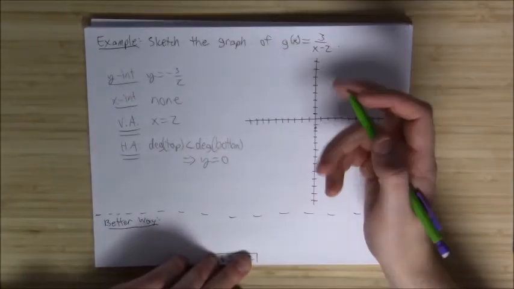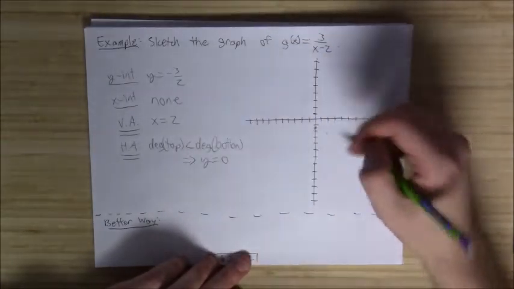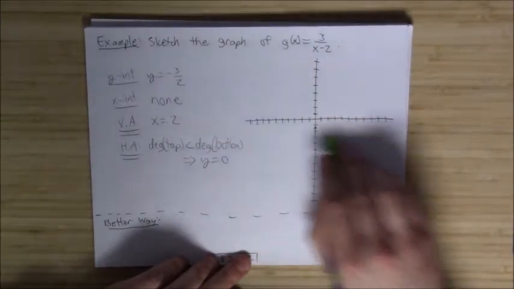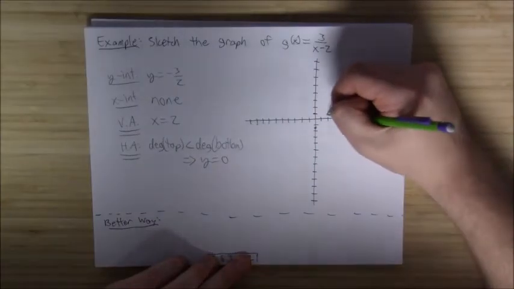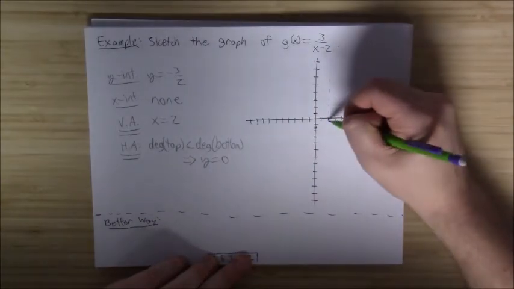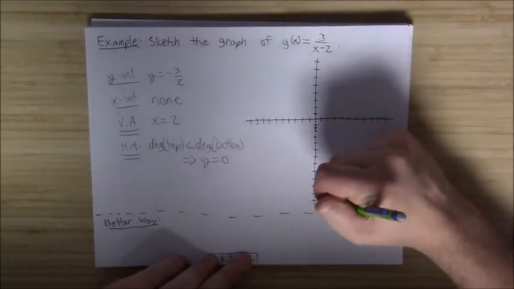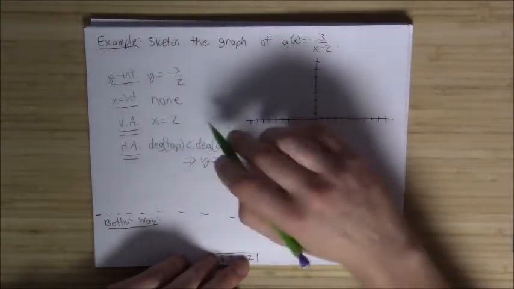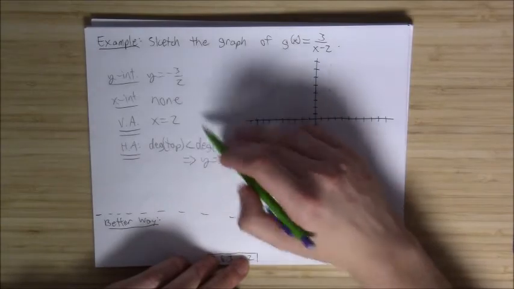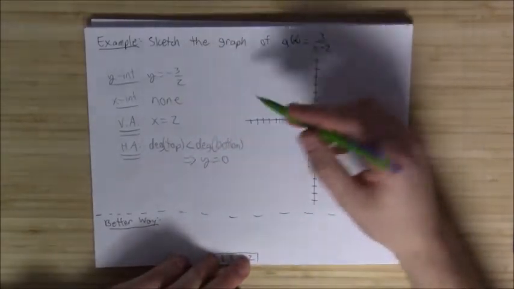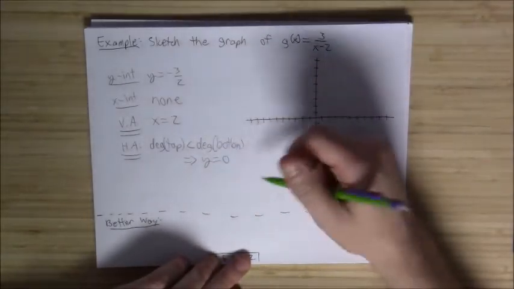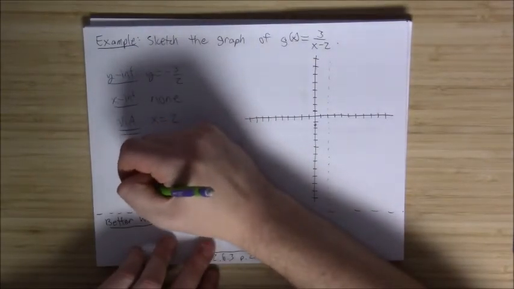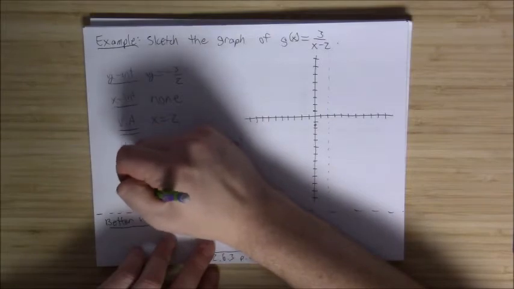And then finally, we need some extra points. Let's look at what we have so far. We have that point. This is the horizontal asymptote. We have our vertical asymptote at x equals 2. That's everything that we have. Good. So we pick some extra values. Let's look at some x and see what happens with g of x at those spots.